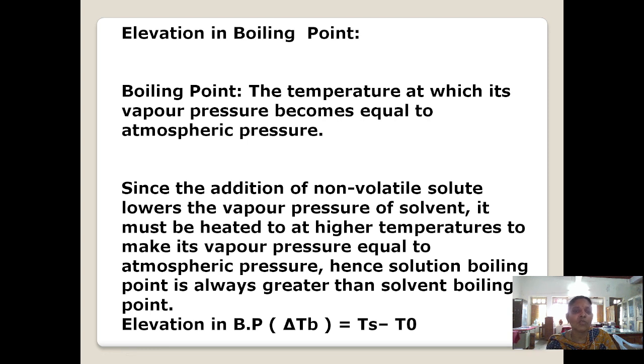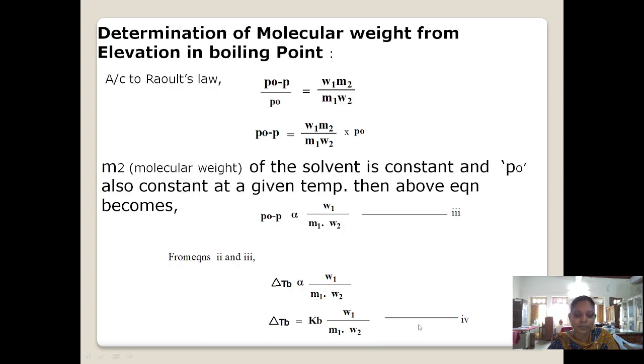So after addition of a non-volatile solute to the solvent, the vapor pressure of the solvent decreases. Then to equate the vapor pressure of the solvent to the atmospheric pressure, one should heat to a higher temperature so that we can equate both the pressures, and hence get the boiling point of the solution. Hence, the solution boiling point is always greater than the solvent boiling point, and that is denoted by delta TB, which equals Ts minus T0. Ts means the boiling point of the solution and T0 means the boiling point of the pure solvent.